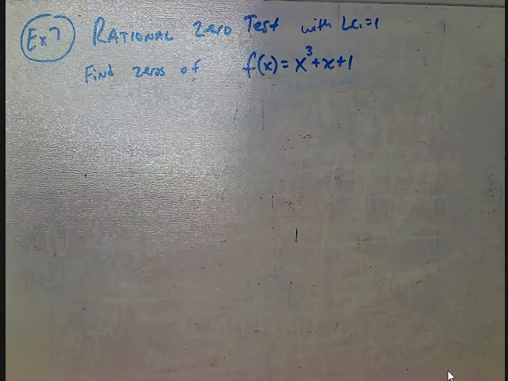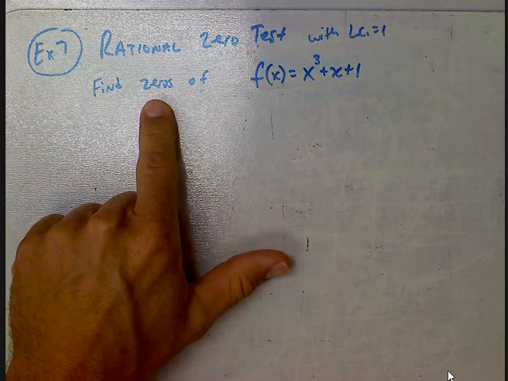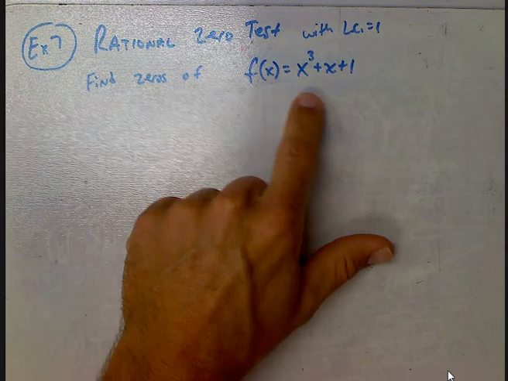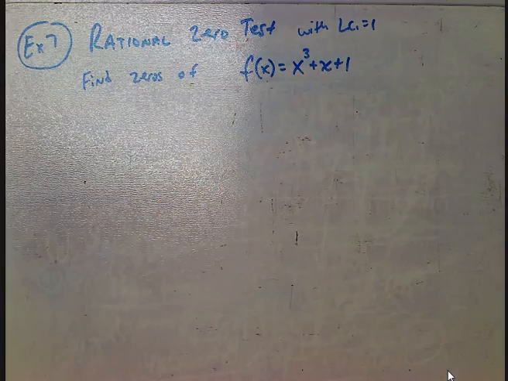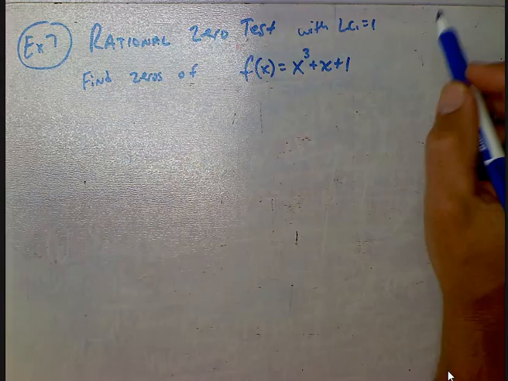Here in example 7, it talks about the rational zero test, meaning we want to try to solve this problem or find all the zeros just given the equation. We're not given any hints at all. Okay, so the first step is to take a look at your constant term.